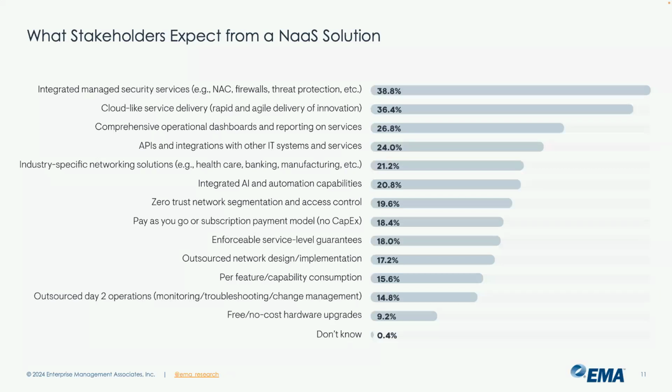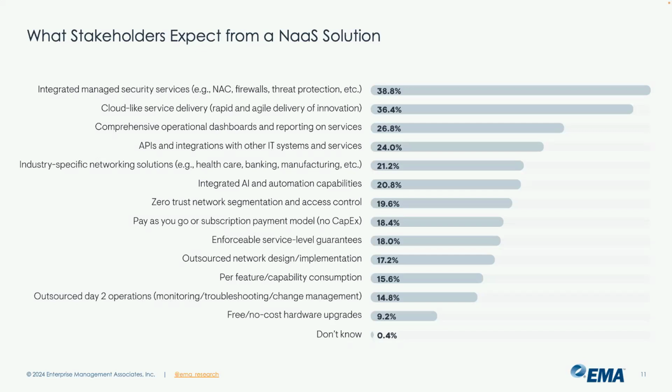And then secondarily, or more tertiary, I guess, because the APIs and the observability are kind of secondary to the top two, you see a lot of them are thinking about industry-specific solutions, like, oh, I want a NaaS solution that's geared towards my industry, which is healthcare or banking. They're also, well, everything is AI these days, and so a lot of them are thinking that it should have integrated AI or automation capabilities, and zero trust, network segmentation, and access control.